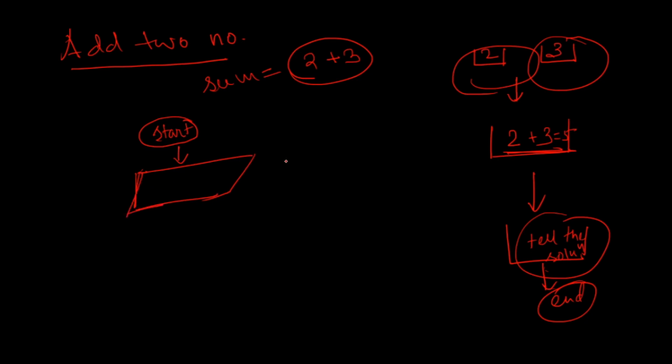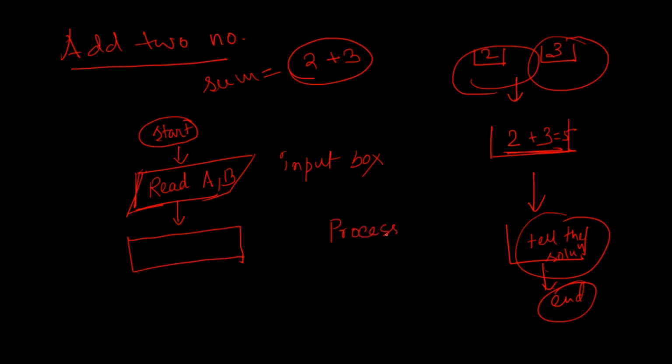So this will be an input box, which is a parallelogram, and we will be reading or inputting two numbers, let's say A and B, from the user. And after that, what I need to do is calculate the sum. So this is the process. This is the process box, which is a rectangle. So I need to calculate their sum.